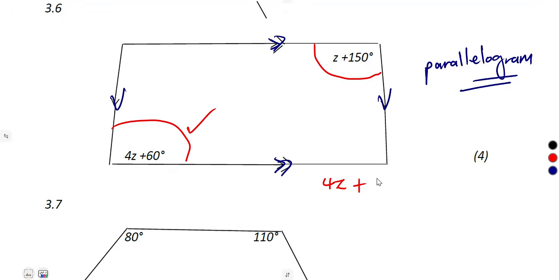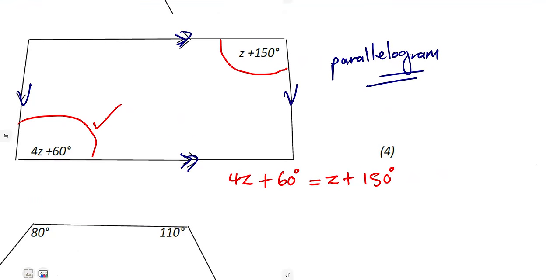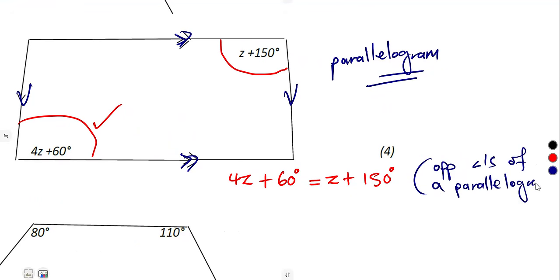4z plus 60 degrees must be equal to z plus 150 degrees. Those are opposite angles of a parallelogram. They are equal. So that's it. With that one, guys, we can solve for z. It's an equation, remember. So just like the previous case, we take the z to the other side.